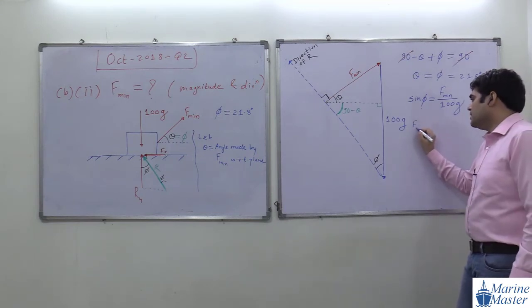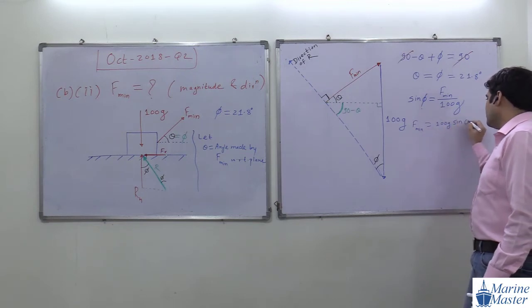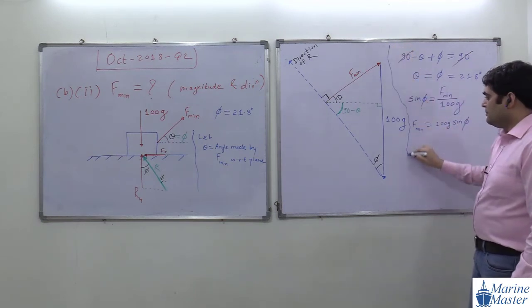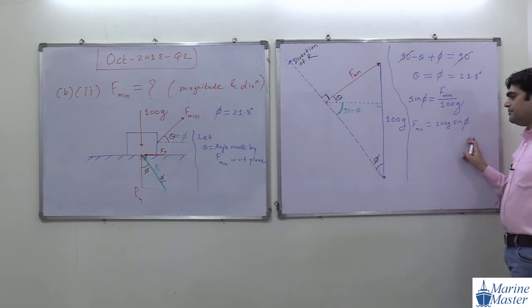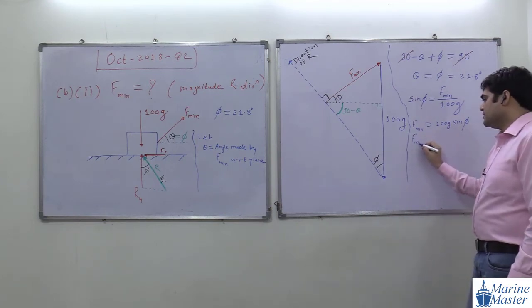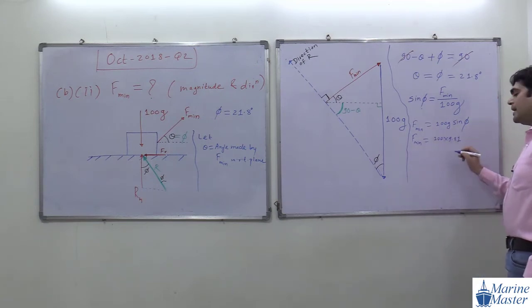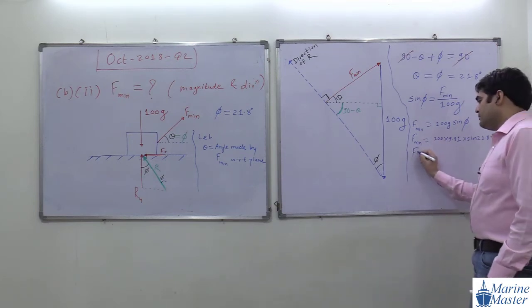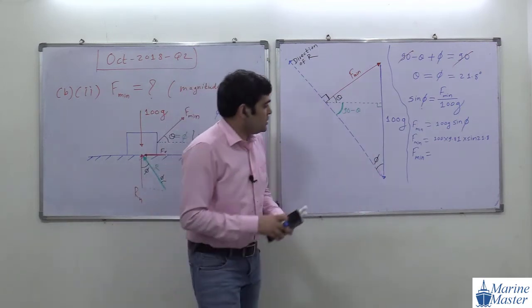And what will F minimum become then? 100g multiplied by sine phi. F minimum will become 100g into sine phi. So F minimum is 100 multiplied by 9.81, where g is the acceleration due to gravity, times sine of 21.8. Please everyone do the calculation and tell me the value of F minimum.